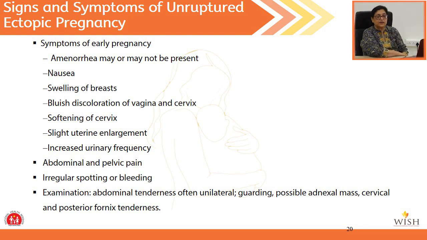What are the symptoms of an unruptured ectopic pregnancy? Symptoms of early pregnancy would be there, that is amenorrhea, nausea, swelling of the breast, bluish discoloration of the vagina and the cervix, a soft cervix, slight uterine enlargement, and increased urinary frequency. These are all the symptoms of early pregnancy. Along with that, the patient may complain of abdominal pain or pain on one side of the abdomen. There could be irregular spotting or bleeding, and when you examine the patient, there could be abdominal tenderness, often unilateral. There would be guarding on that side. Possible when you do an internal examination is to find an adnexal mass, and very significant is tenderness on cervical movement and posterior fornix tenderness.